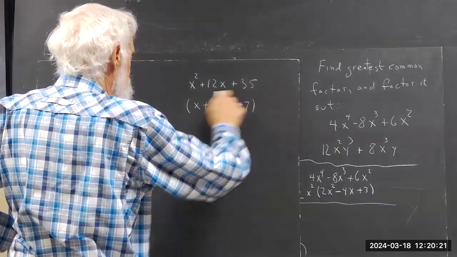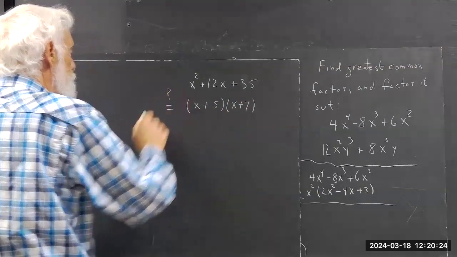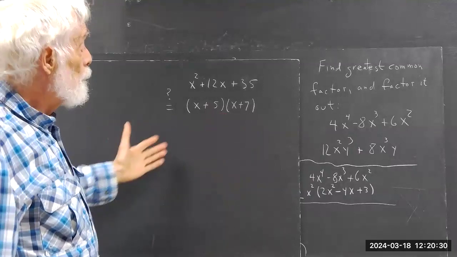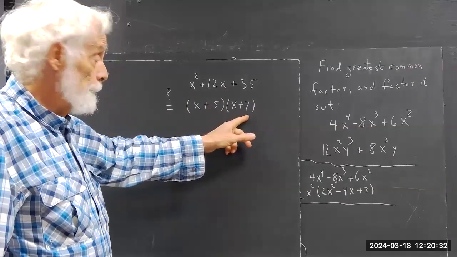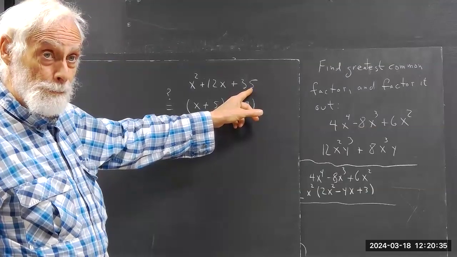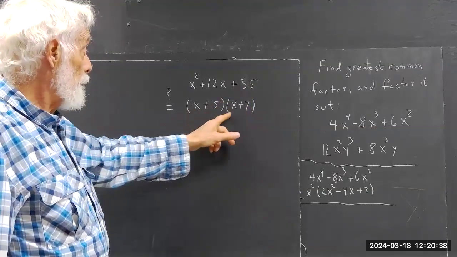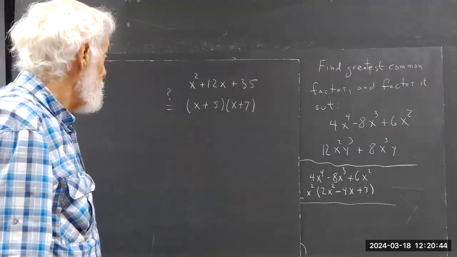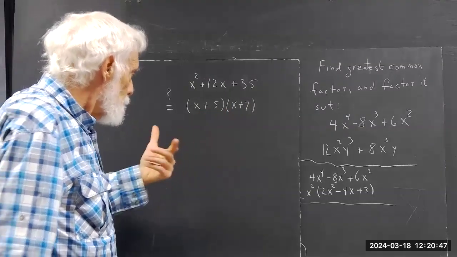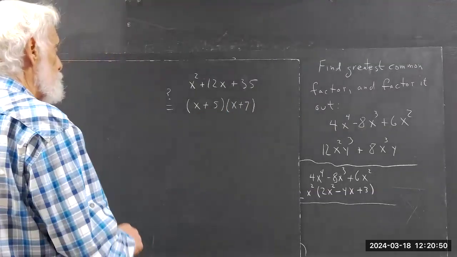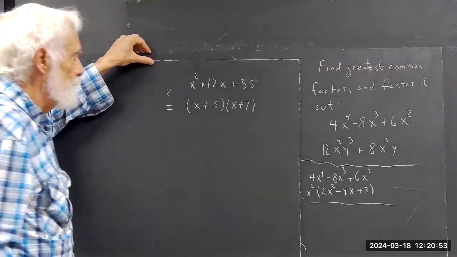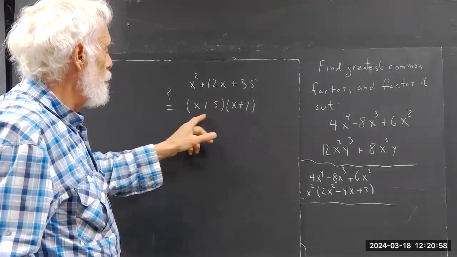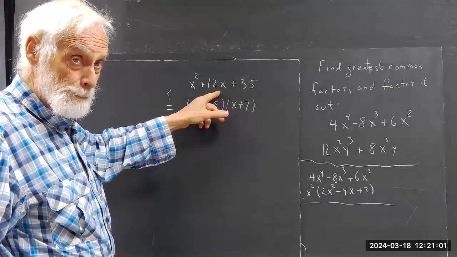I suspect that this might be equal to x plus 5 times x plus 7, because when I do the distributive law, I know I'm going to have a 5 times 7, which would be 35, and I know I'm going to have an x times x, which gives me the x squared. The question is, what do I get from the rest of the distributive law? So I could suspect that this might be a way of factoring this expression.